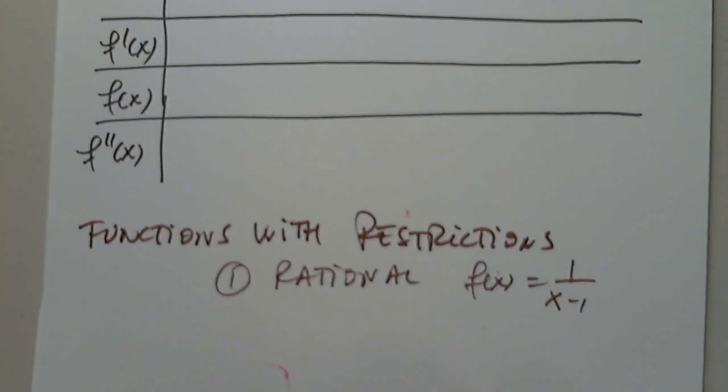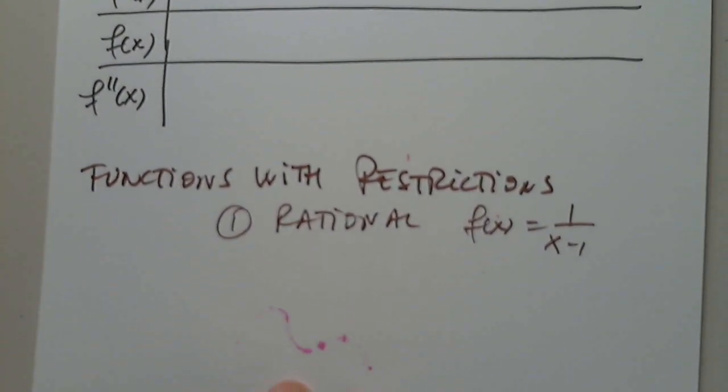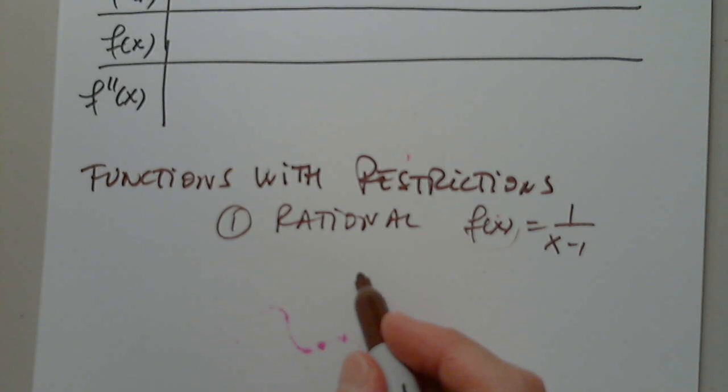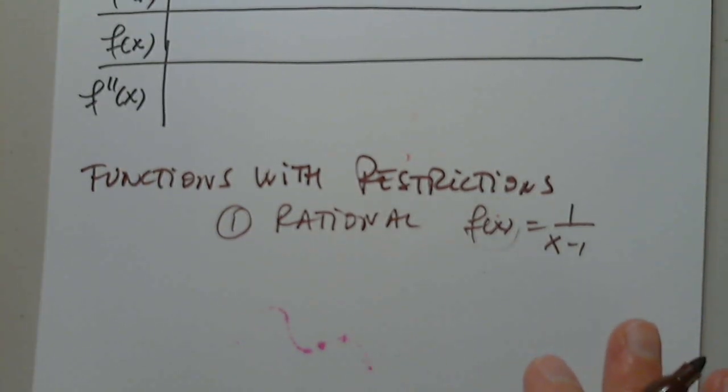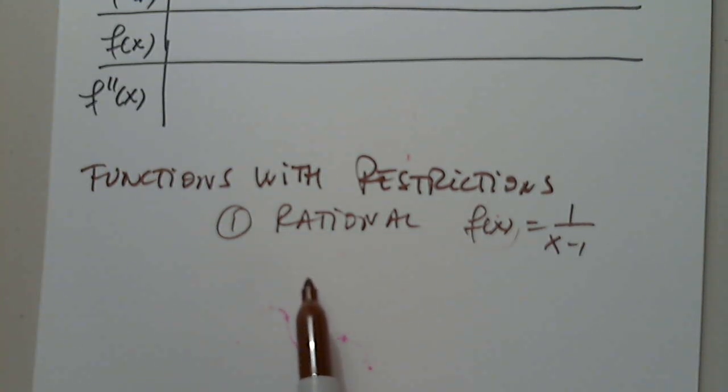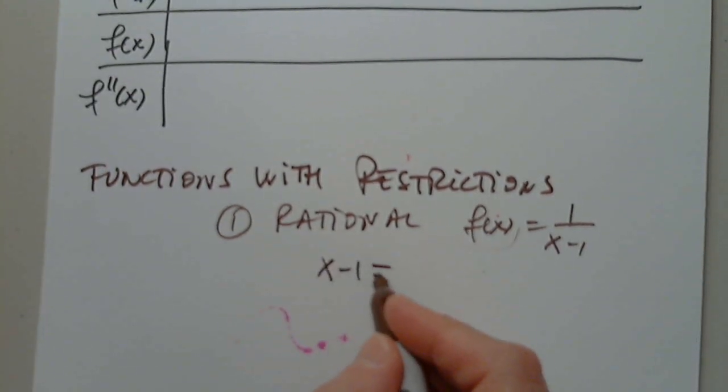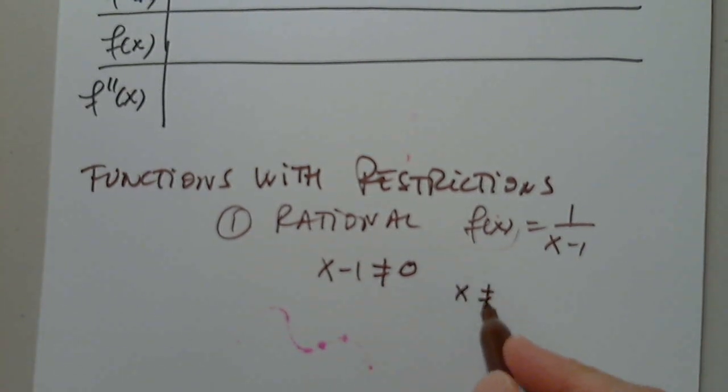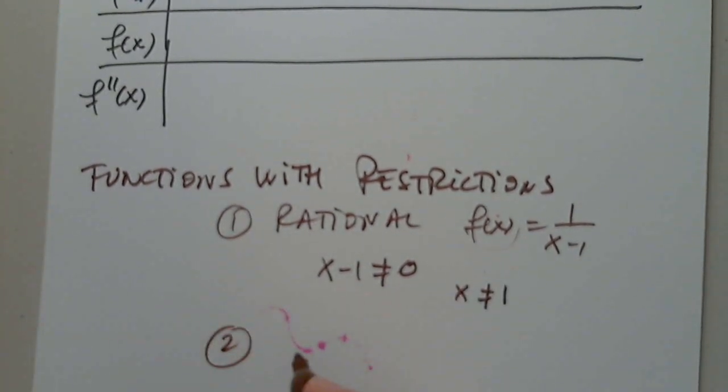But since I'm here and I would like to review this with you quickly. So what do I have to write for this function to exist? Anyone, please? This is from algebra. This is not even calculus. X cannot equal 1. Yes, x minus 1 cannot equal 0, so x cannot equal 1. Awesome. Number 2, a radical.